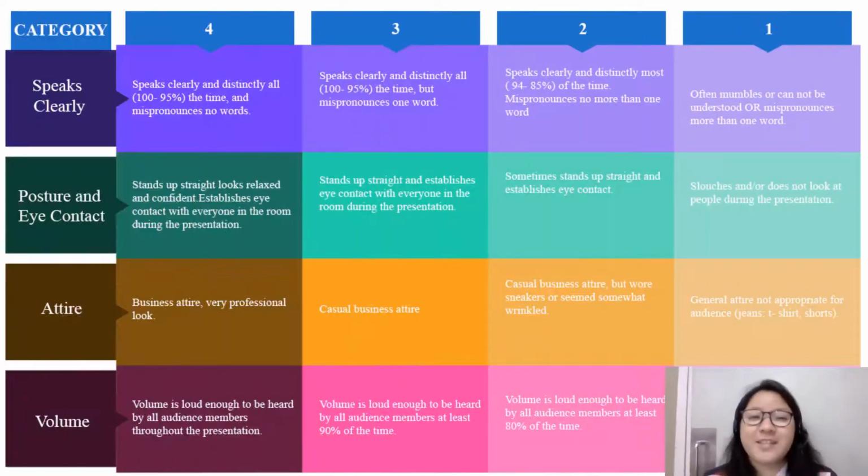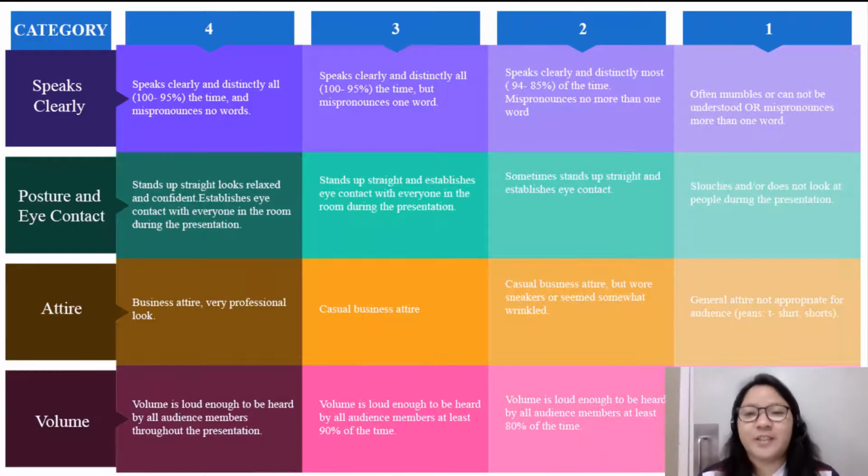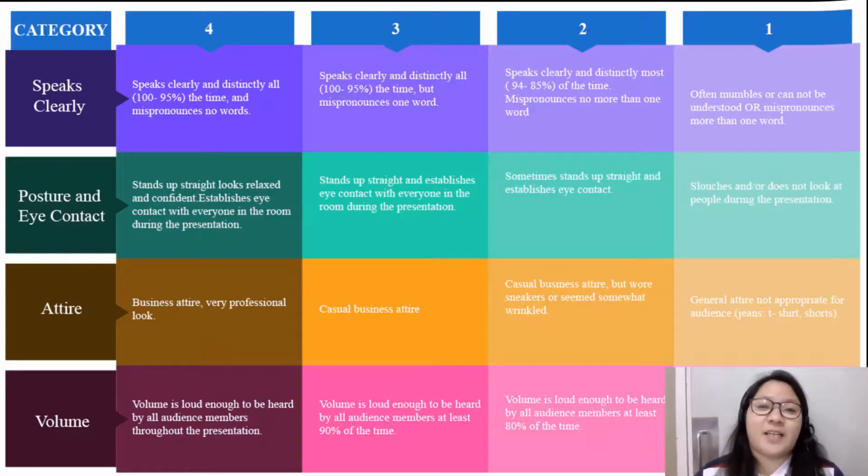For the oral presentation of the piece Rhyme of the Ancient Mariner, I will give a general task-oriented scoring rubric. For the first category, we have the clearness. It determines if the student is speaking clearly or just mumbles. Second is posture and eye contact. I believe this criterion is important in an oral presentation. Third, we have the attire. And lastly, the loudness of the student's voice.